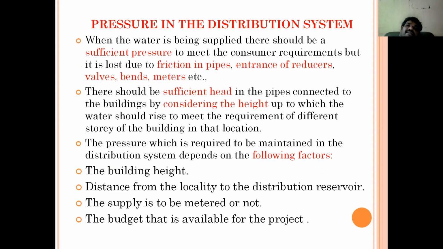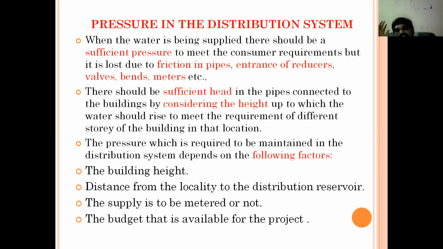Sufficient height has to be maintained by considering the height. So whenever you get the question, write detailed notes on pressure in the distribution system. You must remember sufficient pressure has to be maintained in the pipelines, and it is not up to the mark but it is lost due to friction in pipes, entrance, reducers, valves, vents, meters, etc.